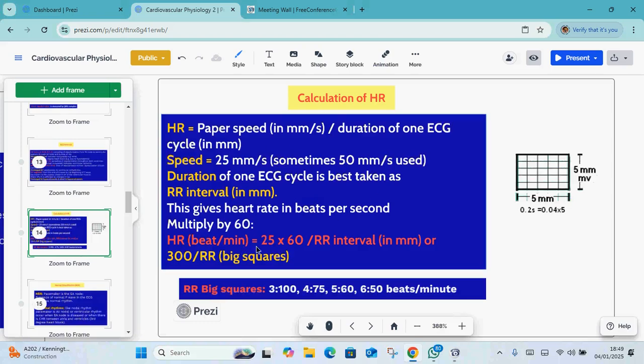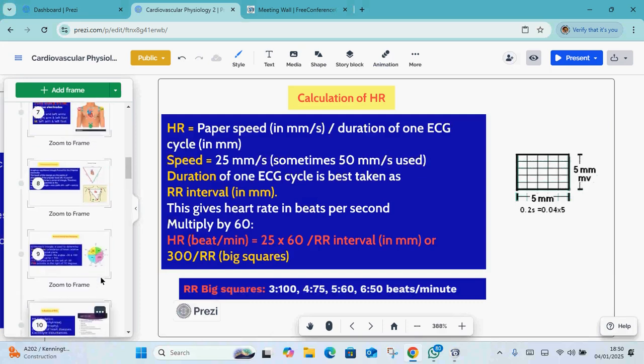Out of this slide, I was just trying to explain to you how we calculate this formula. This formula you will not find in the book, but you will find this one. In practice, to make life easy, instead of small boxes, we use big boxes. Therefore, we have to divide this by 5, because here we will multiply by 5. If you multiply by 5 here, you have to divide 25 by 5. 5 times 60 is 300. All I want you to do is calculate the big boxes between two R's and divide 300 by that number, and that will give you the heart rate.